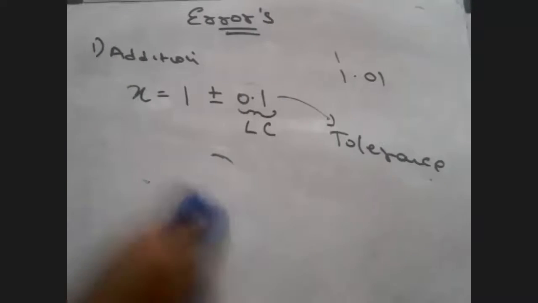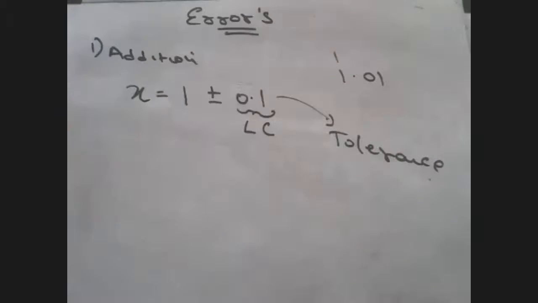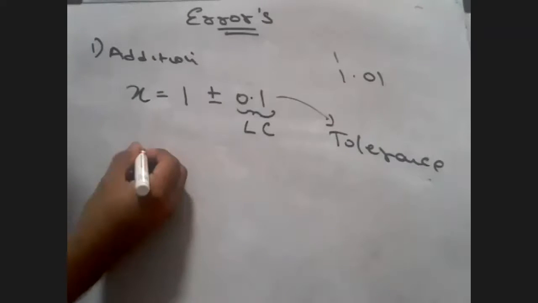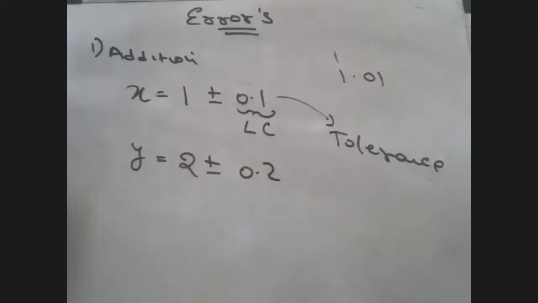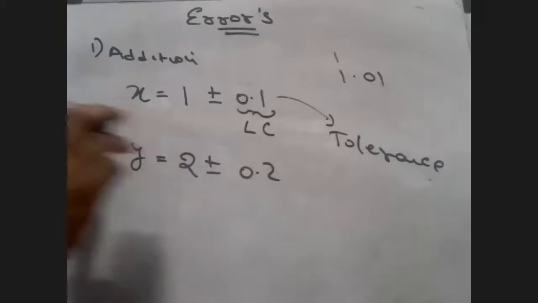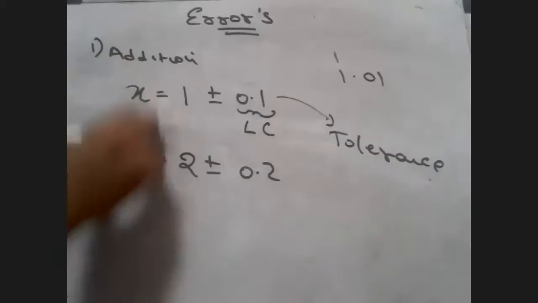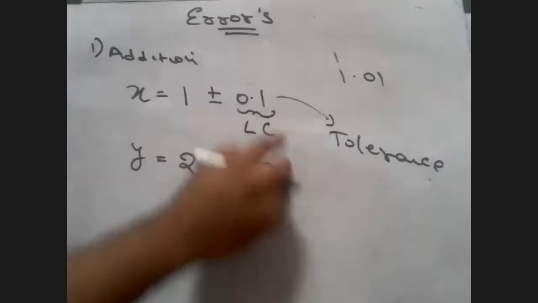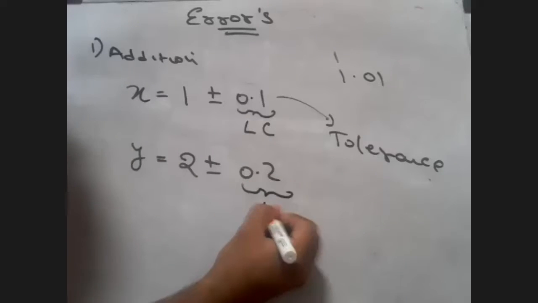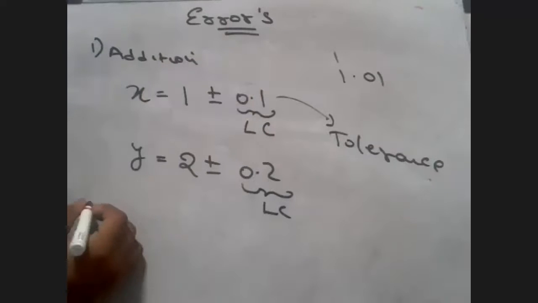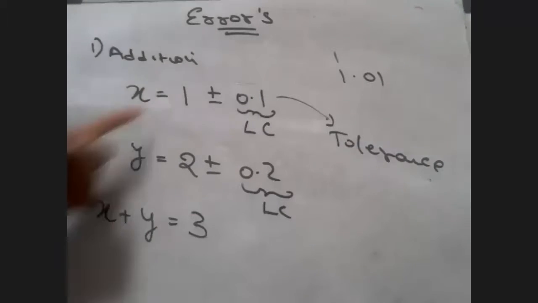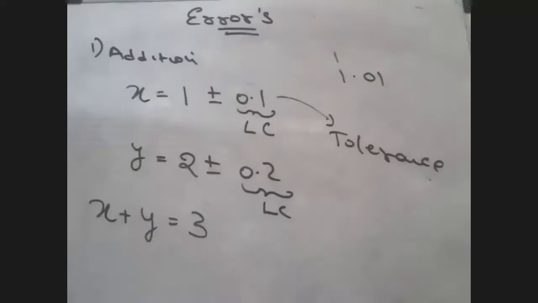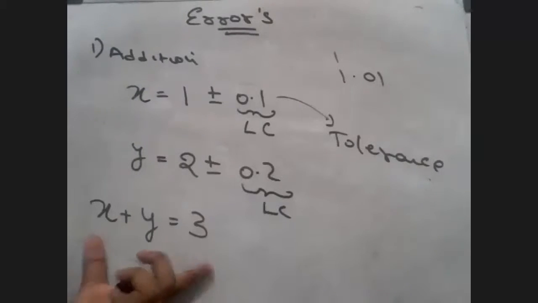What is x? x is 1 plus or minus 0.1. Similarly, y is 2 plus or minus 0.2. Now listen to me. If I just have to add normally, forgetting the least count for now, what will be my expression? x plus y equals 3. Yes or no? 1 plus 2 equals 3. Forget the least count for now. So x plus y is equal to 3.